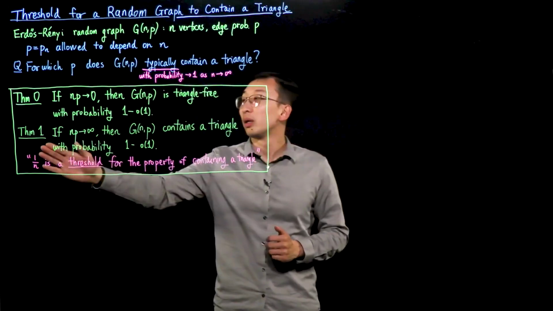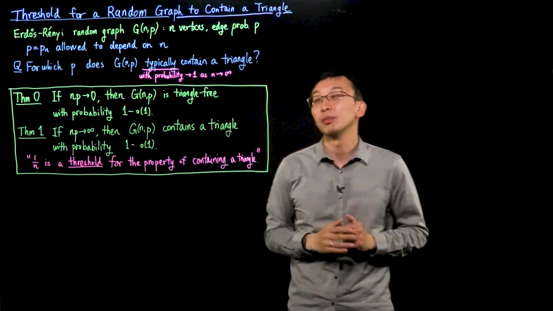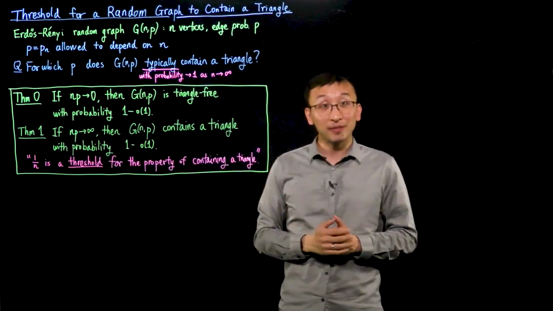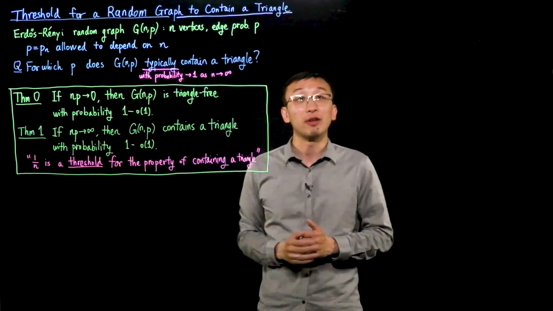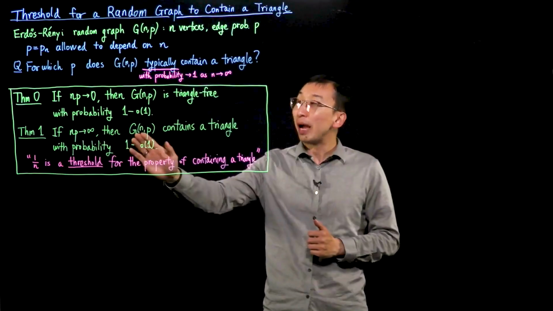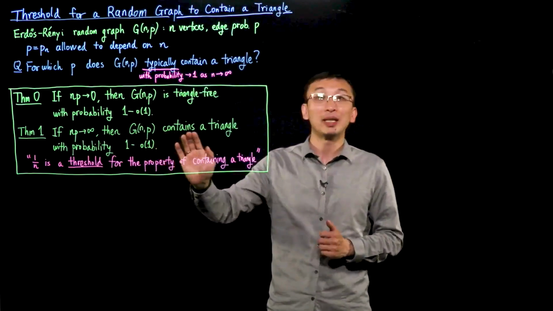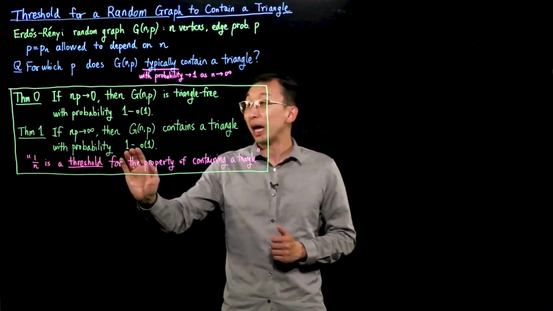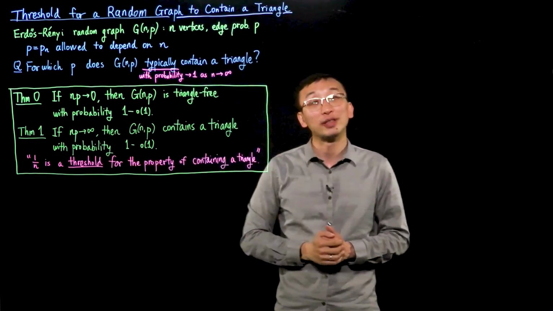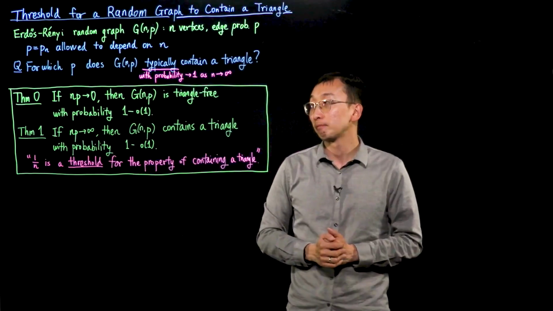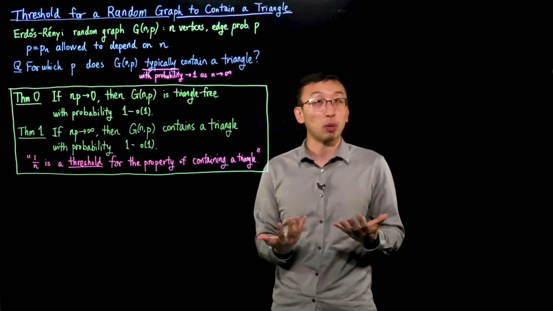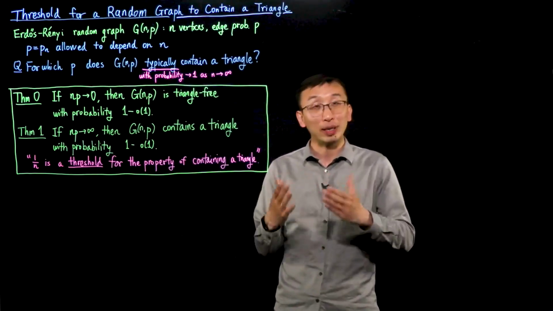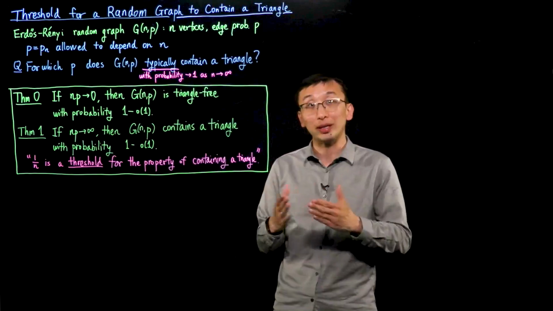The second part is Theorem 1, the one statement. And it says that when np approaches infinity, again, p is a function of n, then this random graph GNP typically contains a triangle, i.e. it contains a triangle with probability that approaches 1 as n goes to infinity. Okay, so if you have a high edge probability, then typically you expect to see a triangle in a random instantiation of this random graph GNP.